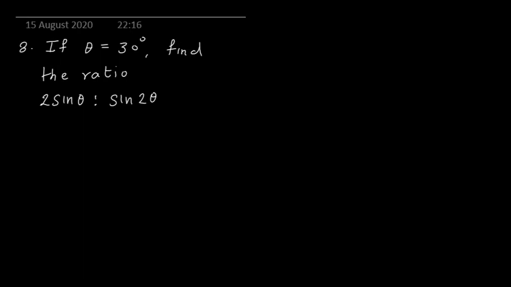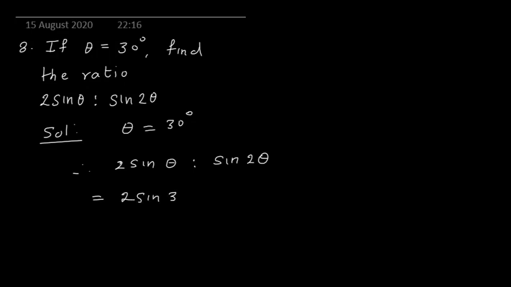If theta is 30 degree, then find the ratio of 2 sin theta upon sin 2 theta. Now in the solution, simple, we have theta is 30 degree. So therefore 2 sin theta ratio sin 2 theta is equal to 2 sin 30 degree ratio sin 60 degree, which is equal to 2 into 1 upon 2 ratio root 3 upon 2.